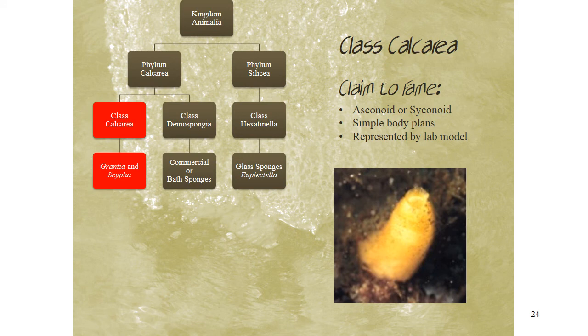So again, this is Kingdom Animalia. These are the sponges, and here are the two phyla that we're going to look at, Calcarea and Silicea. The claim to fame for class Calcarea under phylum Calcarea is that they are the asconoid or the syconoids, and we note that those are the most simple of the body plans and represented by the lab model, which we'll look at on the next slide.